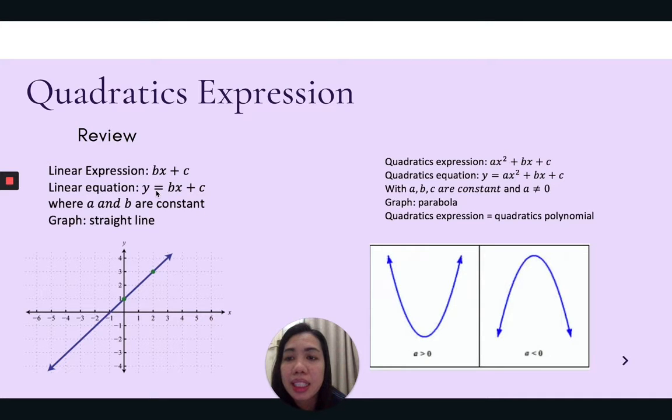And then about the linear equation. What is the linear equation? Remember that whenever we are talking about an equation, the equation has two sides. In this linear expression, we only have one side. So what we need to do to turn this into an equation is add an equals sign. Here I write y equals bx plus c. So now we have two sides: on the left hand side I have y, and on the right hand side I have bx plus c.